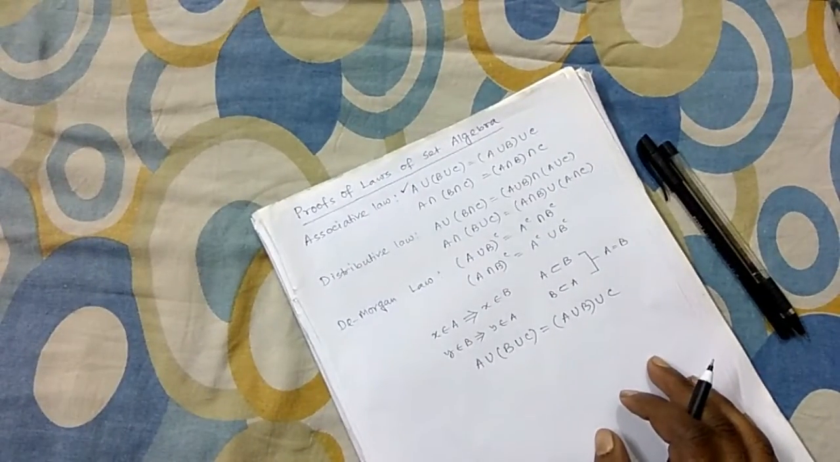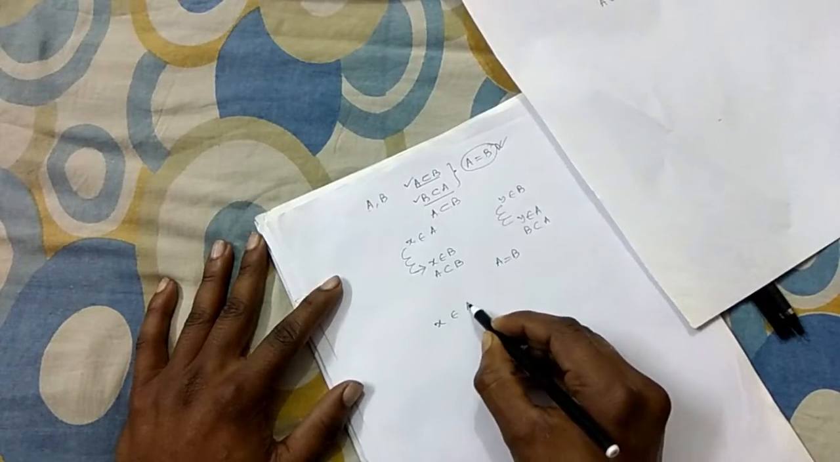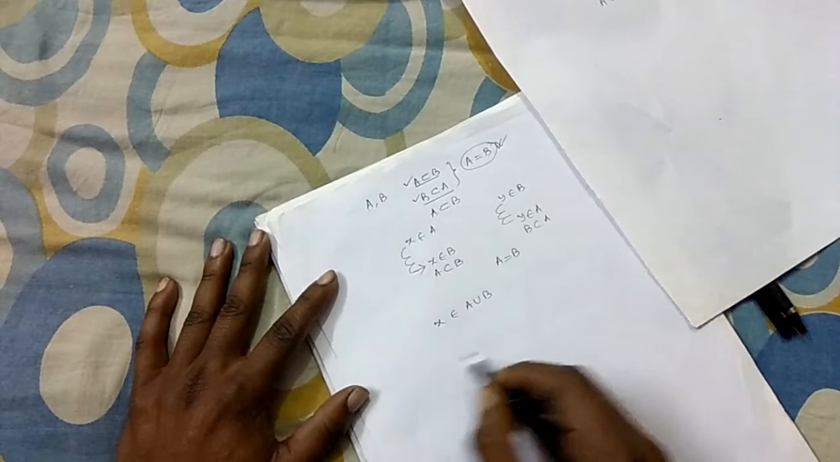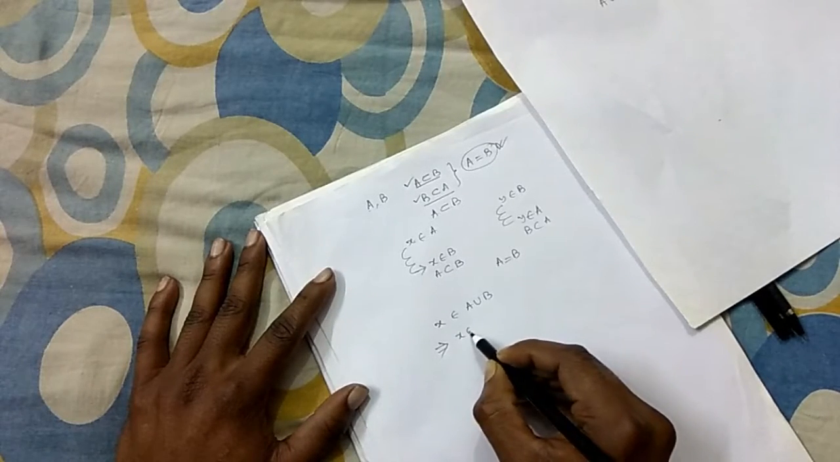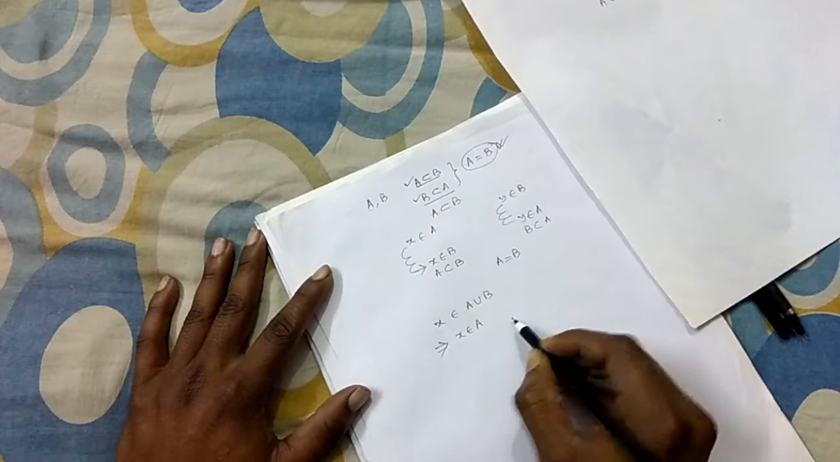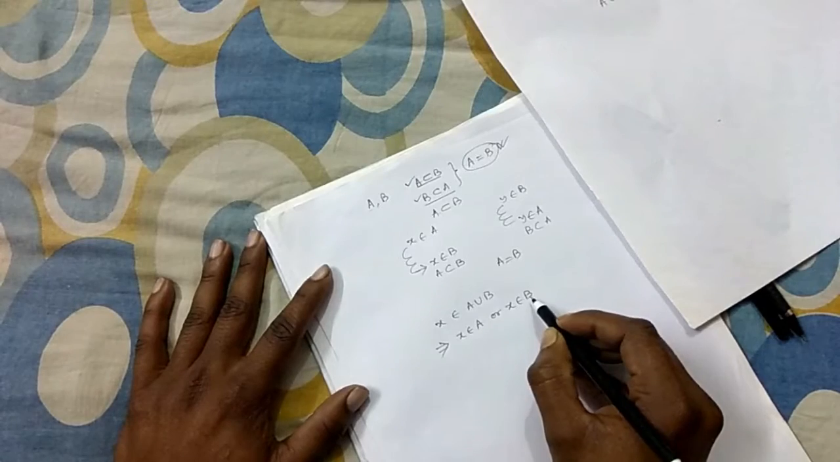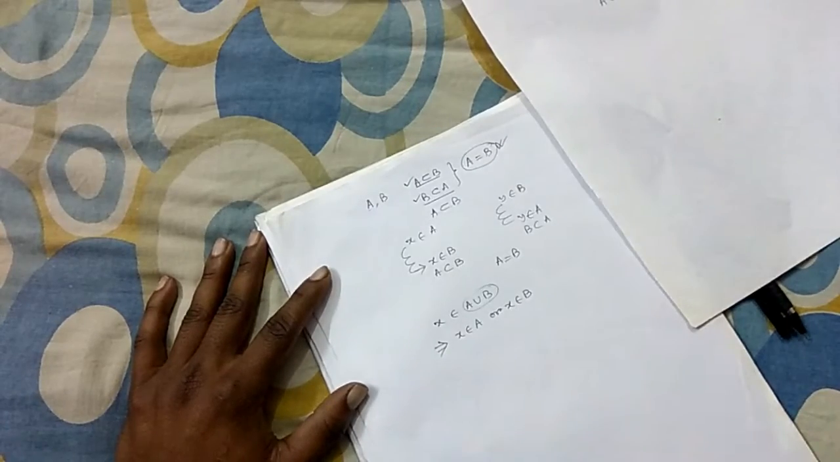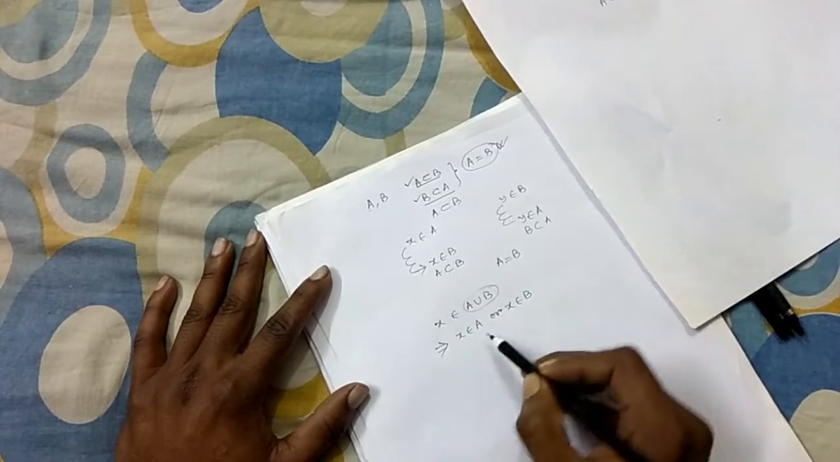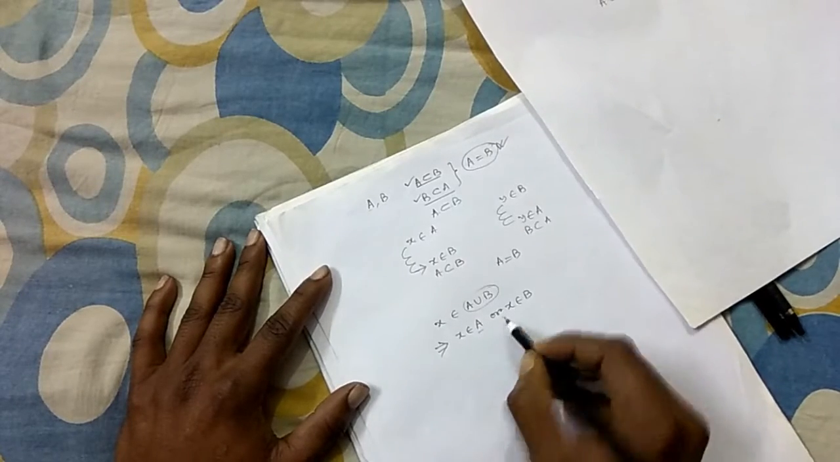Another important thing I would like to mention: suppose X belongs to the set A union B. In the next line we will write that X belongs to A or X belongs to B. In our last video we saw how an element taken from A union B either can be taken from A or can be taken from B. So here you use OR.